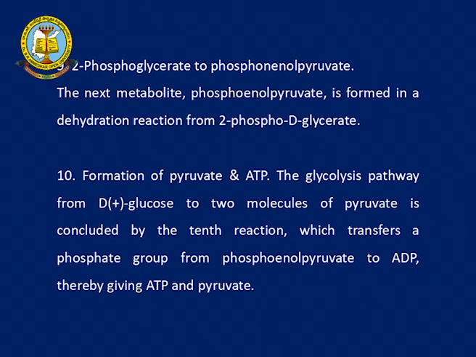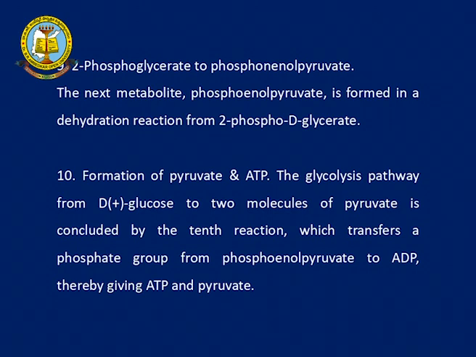The 2-phosphoglycerate is converted to phosphoenol pyruvate molecule. The phosphoenol pyruvate forms by a dehydration reaction from the 2-phosphoglycerate molecule. This is also a very important step in glycolysis. The next, 10th and last step, is the formation of pyruvate and ATP production.